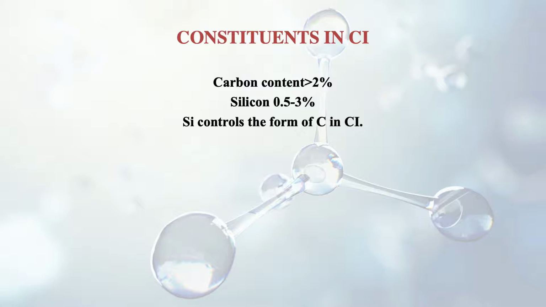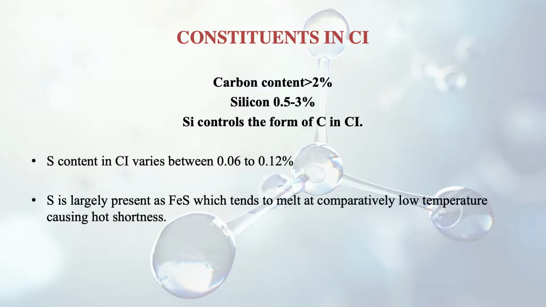The constituents of cast iron: carbon content is more than 2%, and silicon is around 0.5 to 3%, and the silicon controls the form of carbon in cast iron. Sulfur content varies from 0.06 to 0.12%, and sulfur is present in the form of ferrous sulfide, FeS, which tends to melt at comparatively low temperature, causing hot shortness. So when we are heating it, this phenomenon can occur, meaning that embrittlement can occur. So sulfur is not a very good thing for cast iron either.